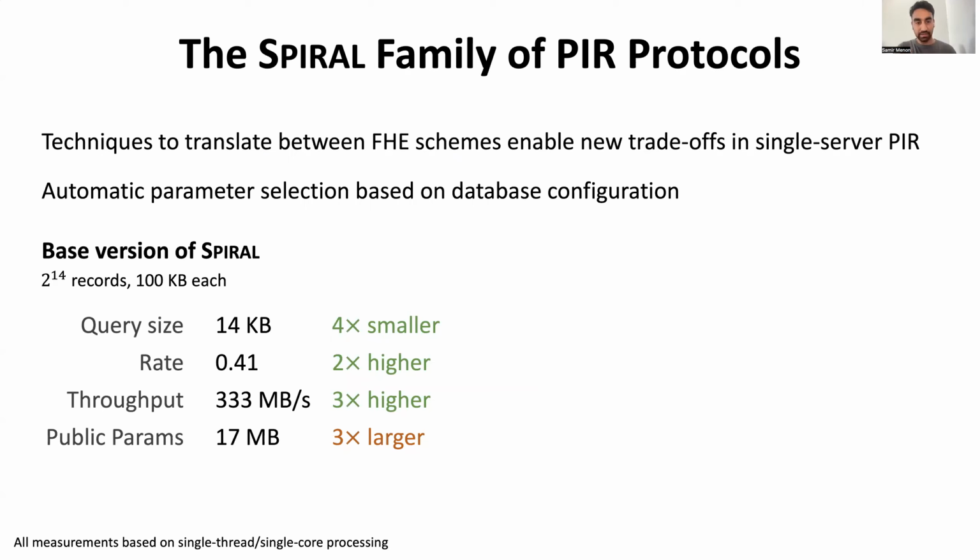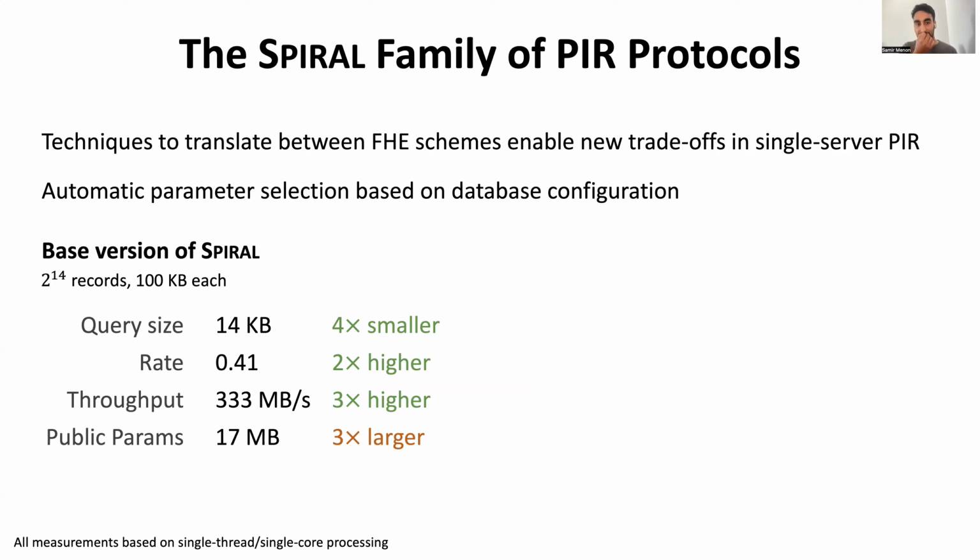Here you can see I've phrased throughput in megabytes per second. We have a 2 to the 14 record by 100 kilobyte record size database, and we're processing the database at a throughput of 300 megabytes per second. It's useful to think of this metric in relation to other hard limits on throughput of computation. For example, memory bandwidth is always phrased as gigabytes per second.